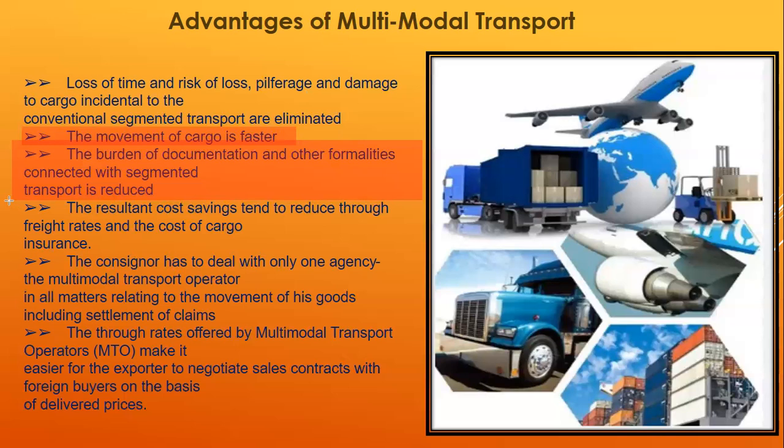The result is a reduction in freight rate and cargo insurance cost. Cost saving will also occur in this process because integrated service will be used. The freight forwarder handles many shipments with volume vessels, so as per the many shipments, the cost of moving goods will be reduced. Then the consignor has to deal with only one agency, the multimodal transport operator, in all matters related to movement of his goods, including settlement of claims.